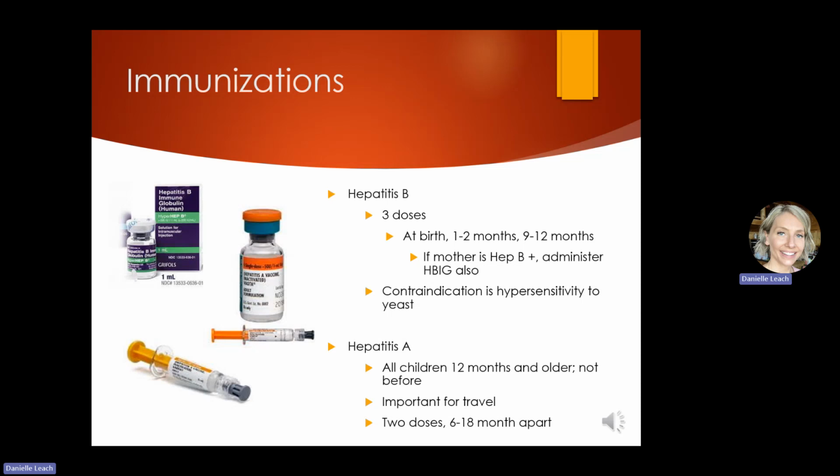Hepatitis A is another hepatitis vaccine. Hepatitis A is highly contagious and can be spread through food and water, as well as sex and drug use as well. But it's important for travel because some areas, especially with international travel, have a lot of cases of hepatitis A, so it may be more likely that someone could catch it in that area. So this is given to all children 12 months and older, but not before that age. 2 doses are given at least 6 to 18 months apart.